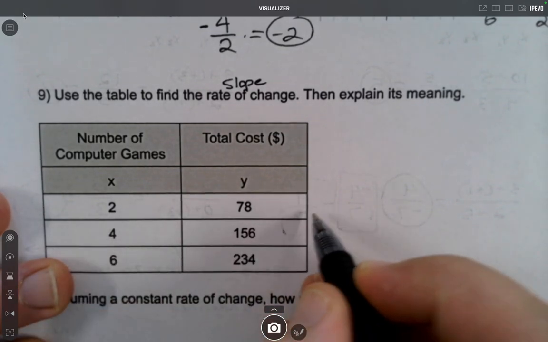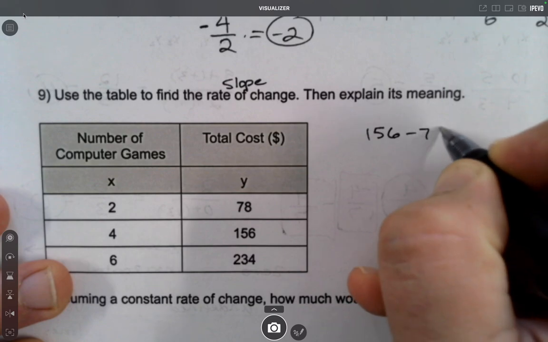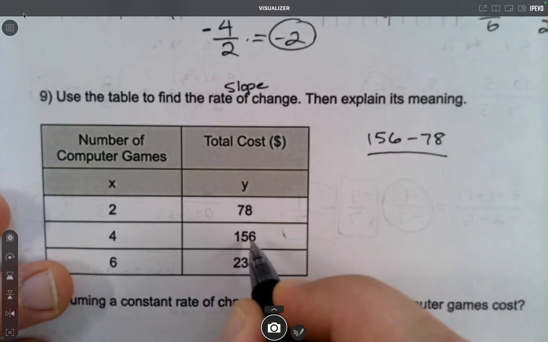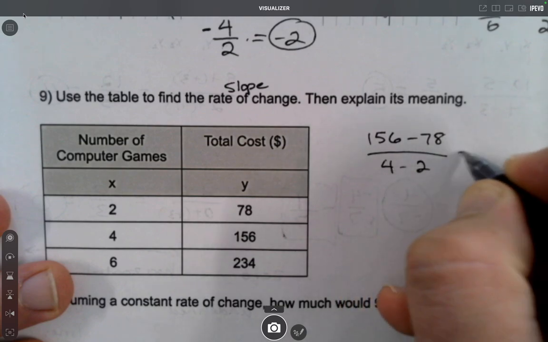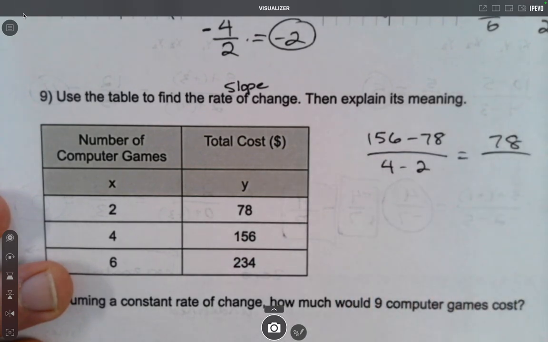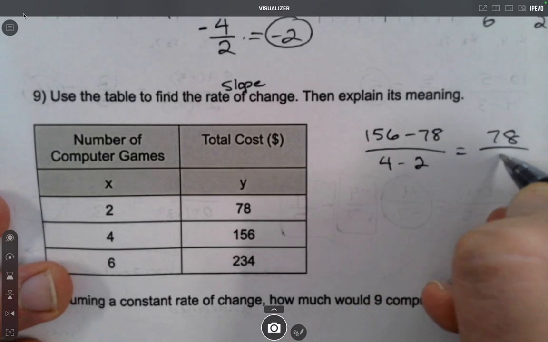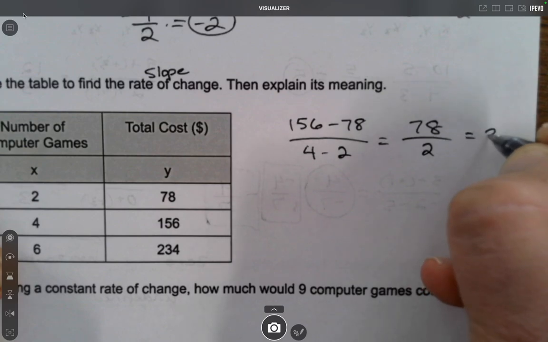So I'll just use the first 2 points, and I'll do y2 minus y1 over x2 minus x1. 156 minus 78 is 78. 4 minus 2 is 2. And 78 divided by 2 is 39.